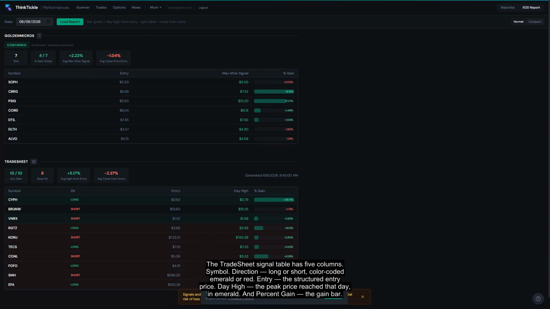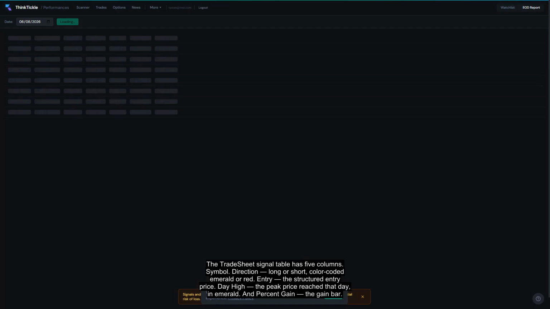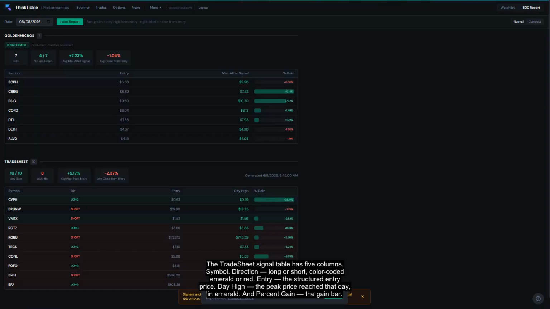The trade sheet signal table has 5 columns. Symbol. Direction, long or short, color-coded emerald or red. Entry, the structured entry price. Day high, the peak price reached that day, in emerald. And percent gain, the gain bar.